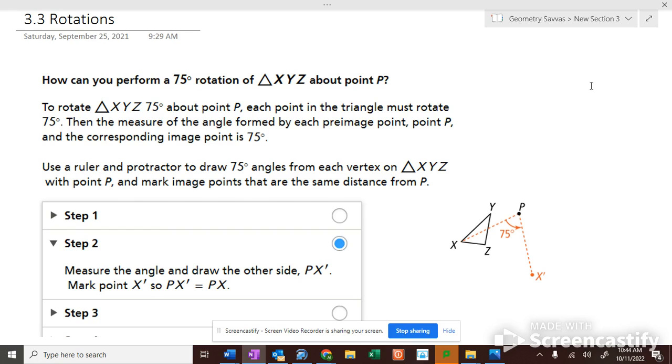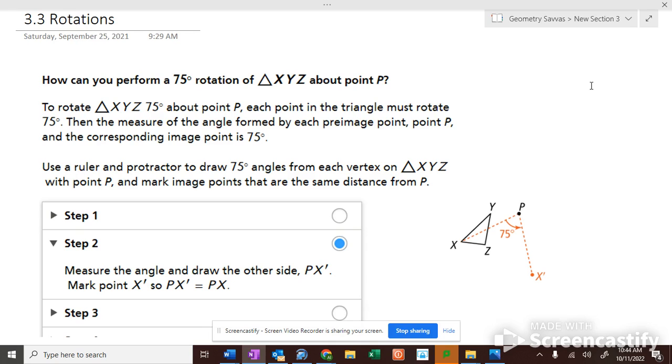Rotations. A rotation is when you turn something. So how do you do rotation? Like we're going to rotate XYZ 75 degrees around point P. How do we do that?